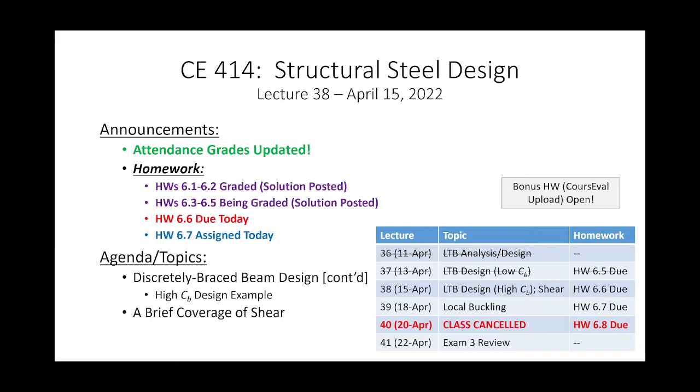Okay, so today we're going to do an example with a high CB value. I told you before that there were differences between discretely braced beam design with low CB values and ones with high CB values. But I didn't explain what that even meant, and I didn't define how it would affect things. Like, what does it mean to be a high CB value, and how does it change the design? Hopefully after what we do today, you'll kind of get the idea.